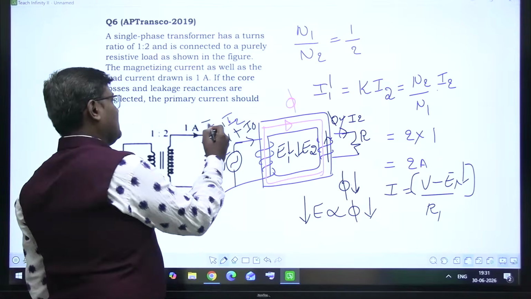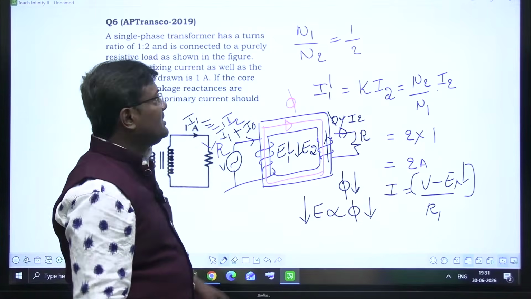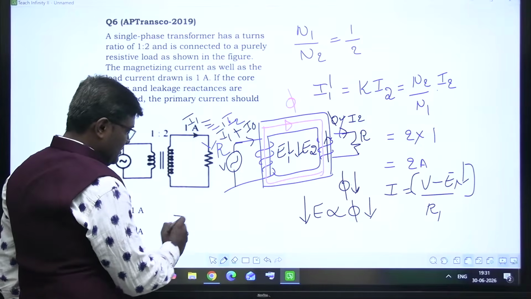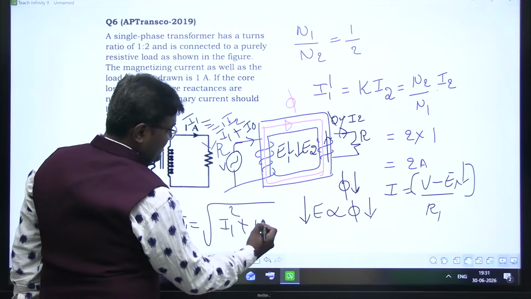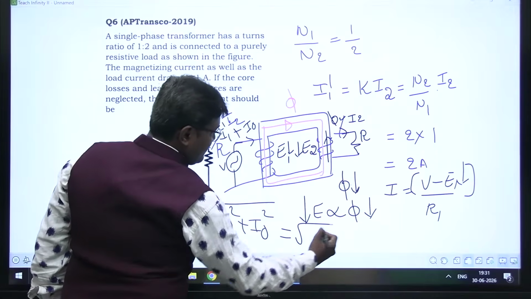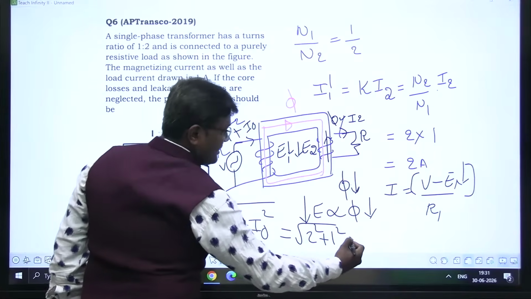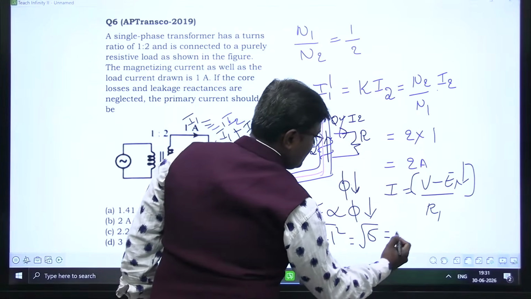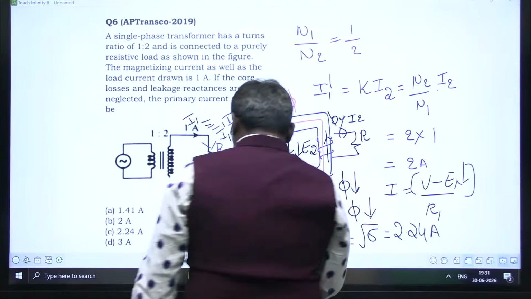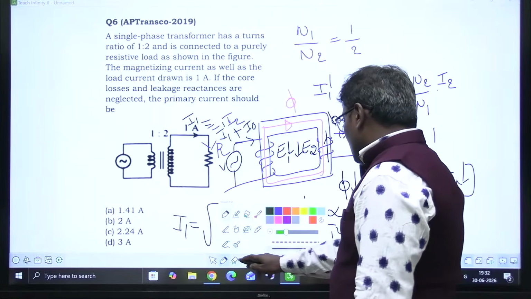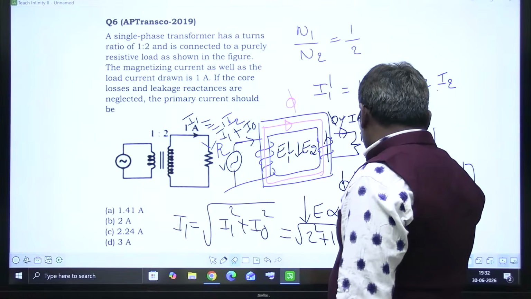So now it is called I1. I1 is equal to under root of I1 dash square plus I naught square, so under root of 2 square plus 1 square. So this is root 5. Root 5 is 2.24 amperes.